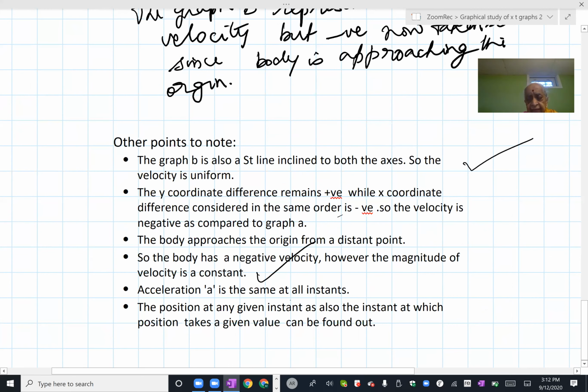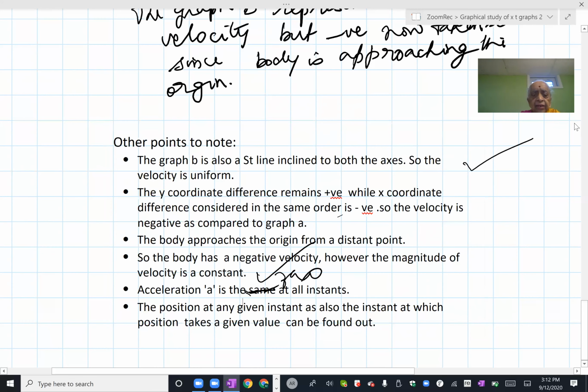Acceleration is the same. Acceleration is 0 at all instants. Velocity is the same, acceleration is 0, no change in velocity, so acceleration is 0. Acceleration is 0 at all instants of time. The position at any given instant, and also the instant at which the position takes a given value, can be found out readily. This is what I want you to understand.